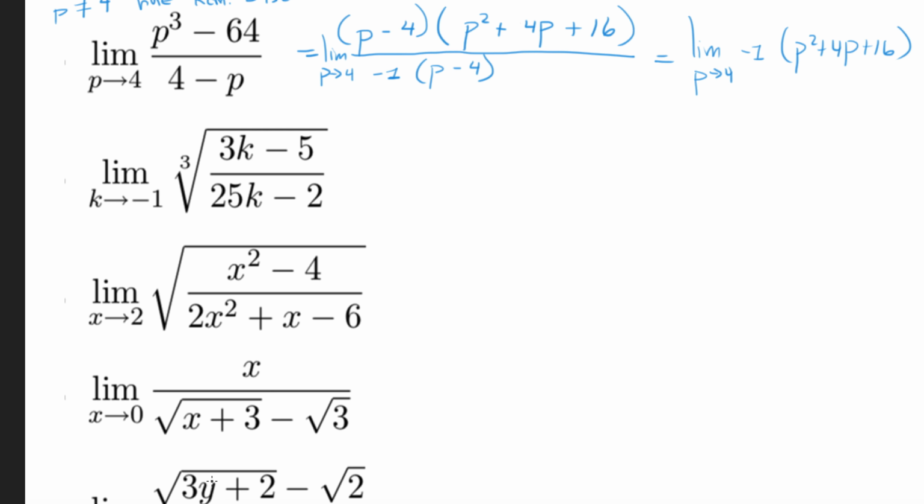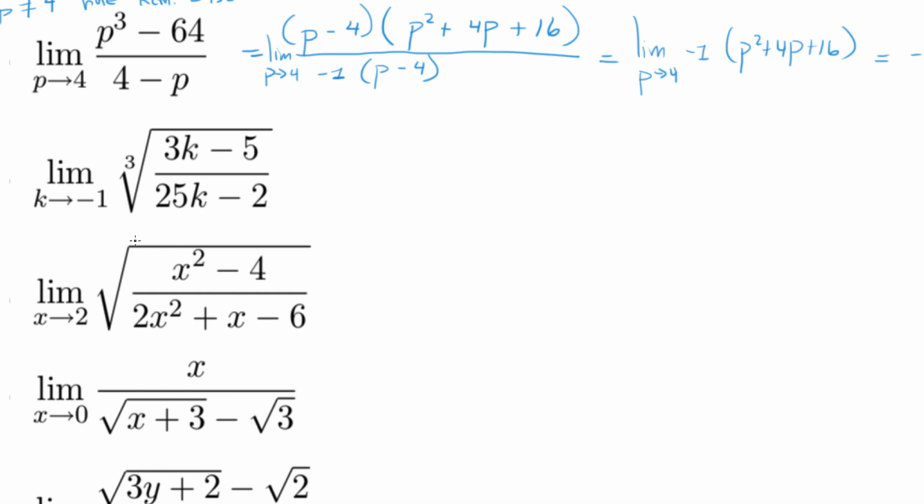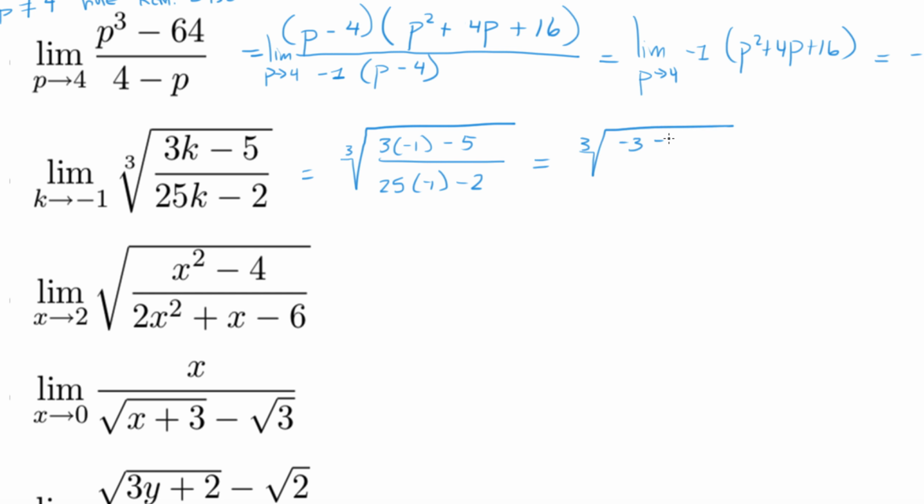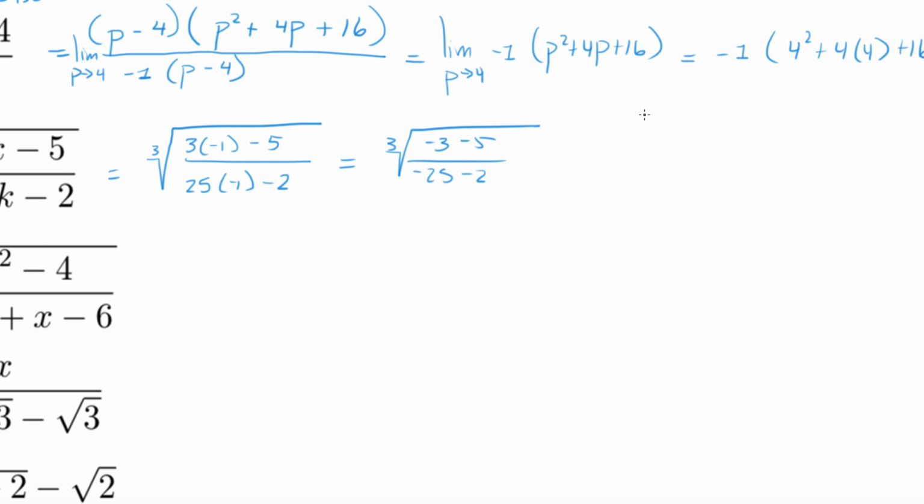Here, we have a cube root now. So if we plug in negative 1, what happens? It's going to be the cube root of 3 times negative 1 minus 5 over 25 times negative 1 minus 2. It's going to be the cube root of negative 3 minus 5 over negative 25 minus 2, which is going to be the cube root of negative 8 over negative 27.